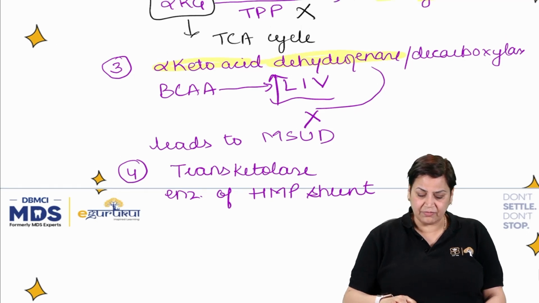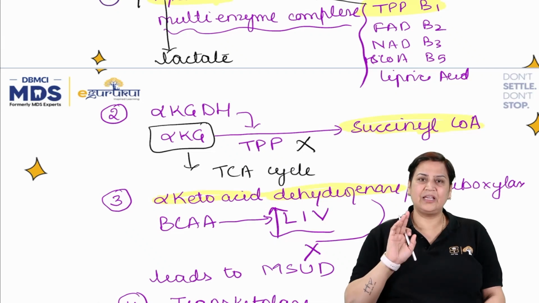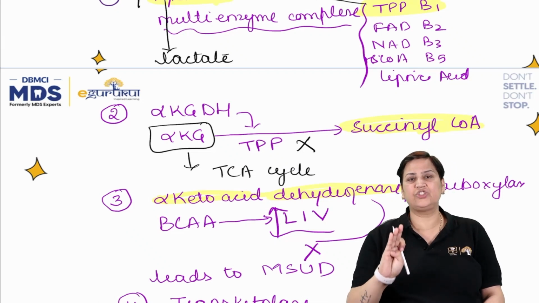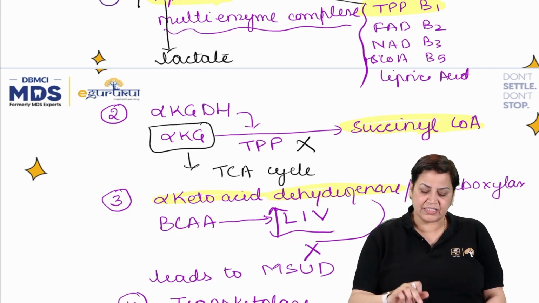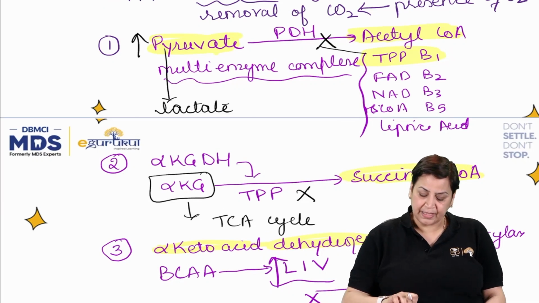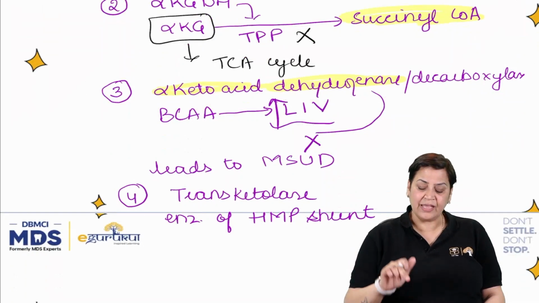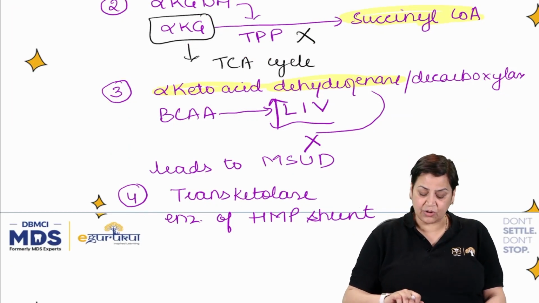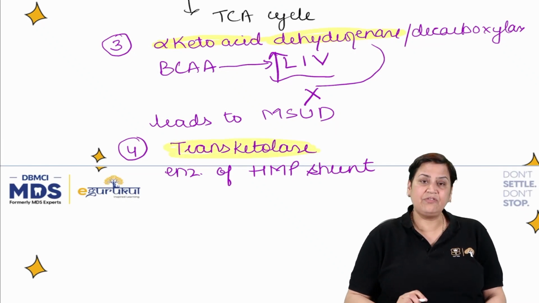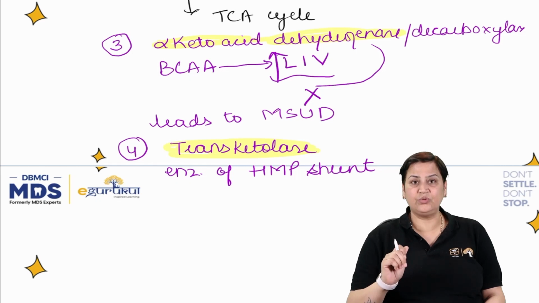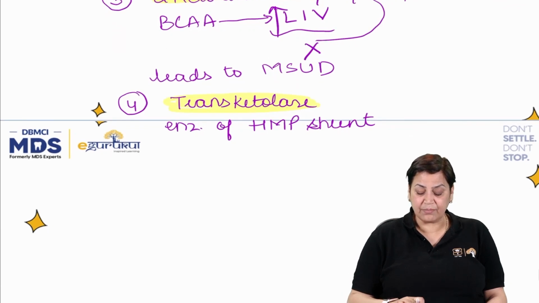So if we talk about B1, whose active form is TPP, it is required for 4 major reactions in the body. These reactions are oxidative decarboxylation. First, it is a component of PDH. It is a component of alpha ketoglutarate dehydrogenase. It is a component of branched-chain alpha ketoacid dehydrogenase, and it is a component of transketolase. And even if a child is suffering from MSUD, supplementation of thiamine is given. So these are the important features.